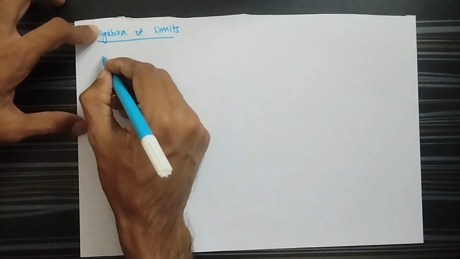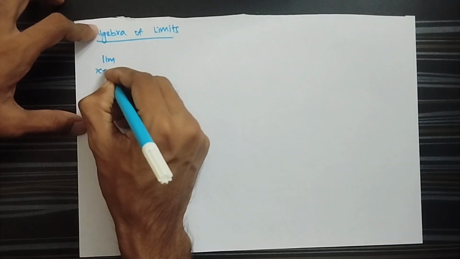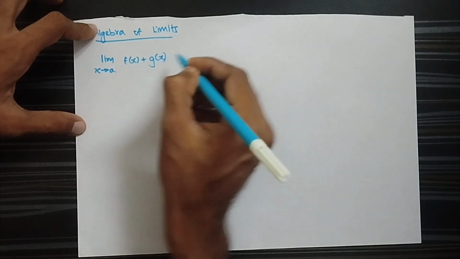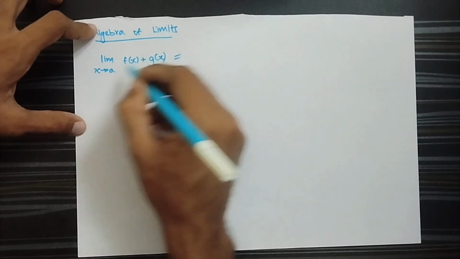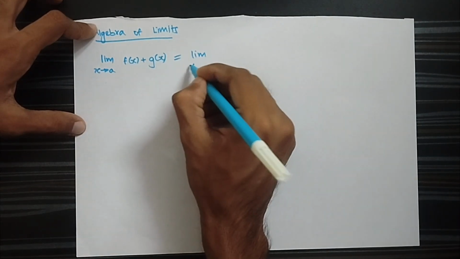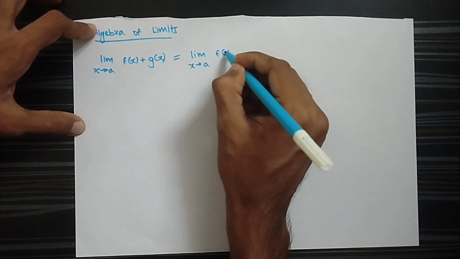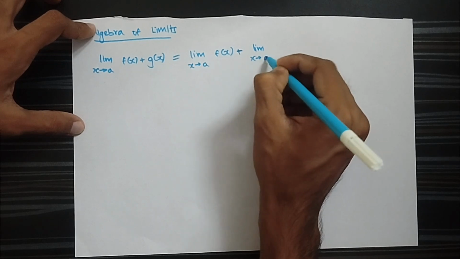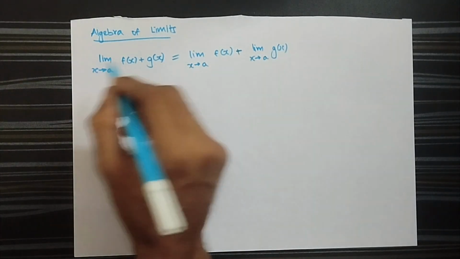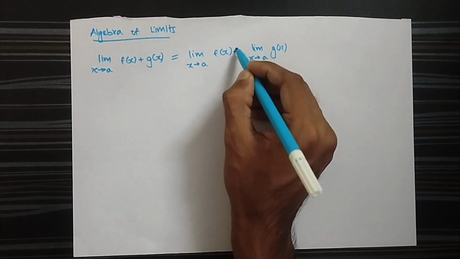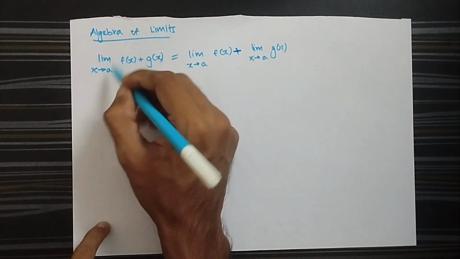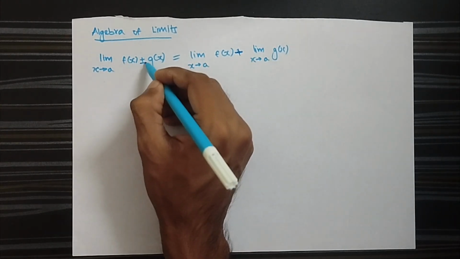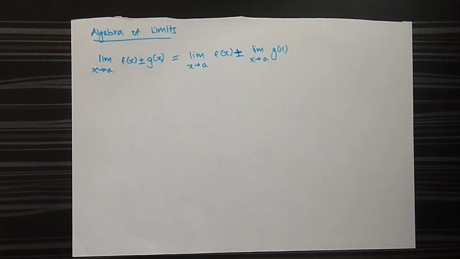Suppose we have two functions where we give limit x tends to a for f of x plus g of x. If this is the case, we can give the limit separately to them: limit x tends to a f of x plus limit x tends to a g of x. So what did we do here? We gave the limit separately to these two. So we understand that limit is distributive and we can distribute it to the individual terms when plus or minus is there. So we can write plus or minus.